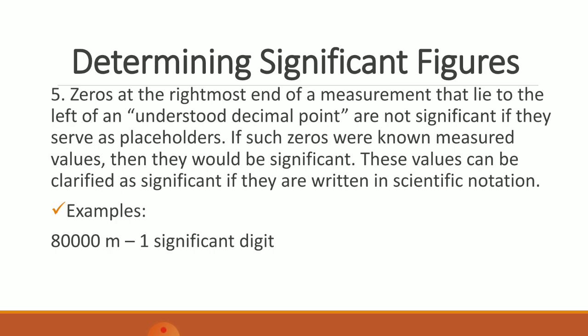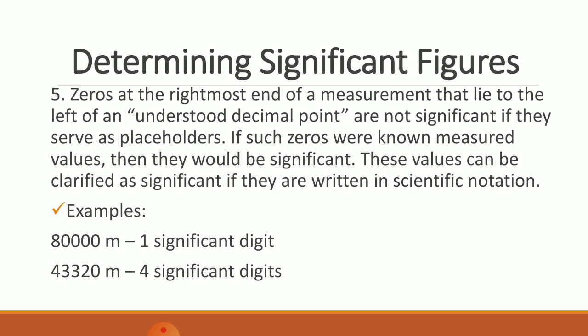we have 80,000 meters has only one significant digit. So the whole number 80,000 has an understood decimal point after the last digit, which is 0. Therefore, zeros to the left of the decimal point or the understood decimal point are not significant. So only 8 is significant.